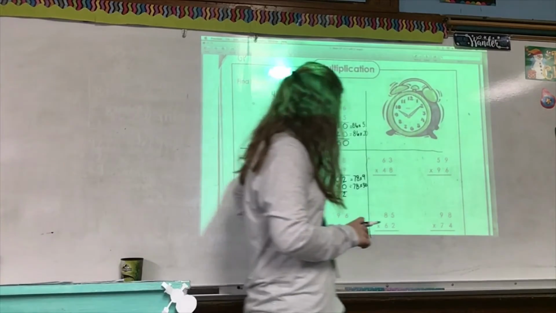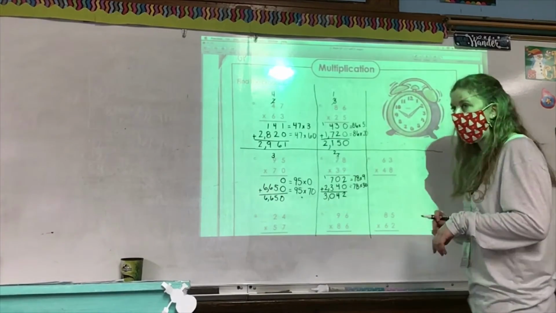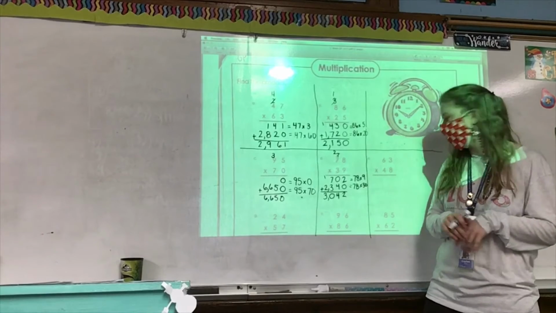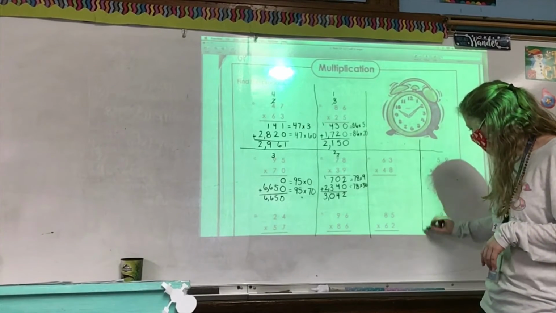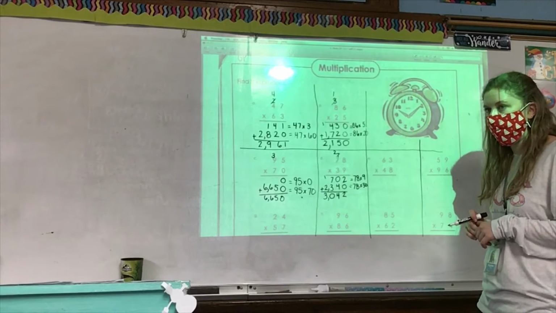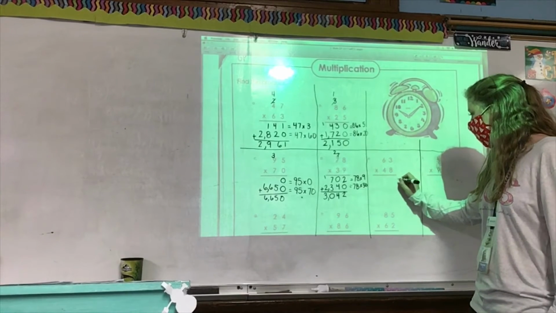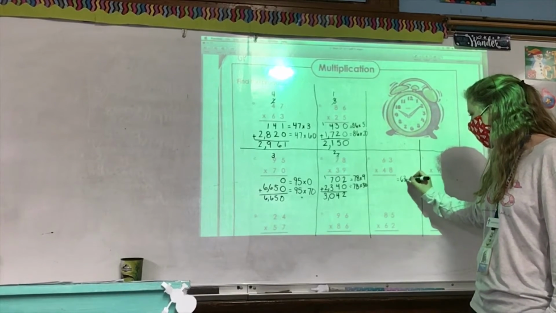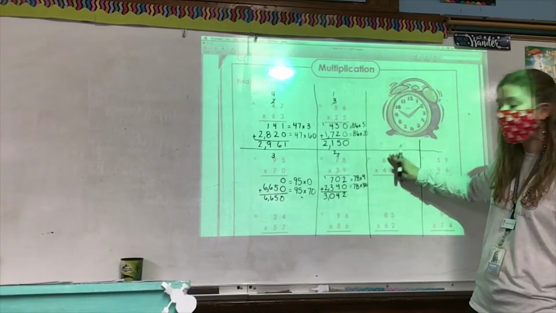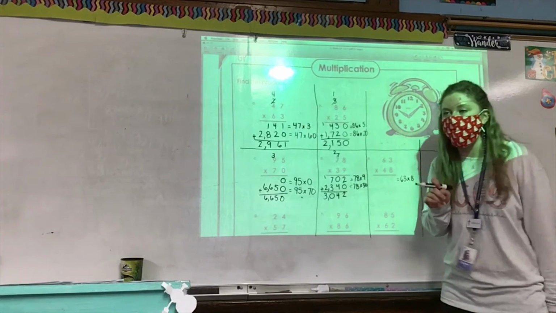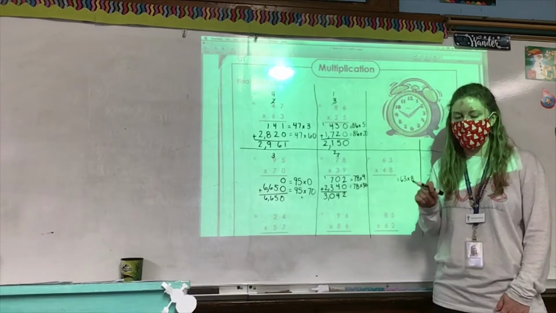Victoria, we have 63 times 48. What's step 1? Multiply the ones, which means we're doing what equation? 63 times 8, because we multiply the whole top factor by the value of the digit in the ones place in the bottom factor.